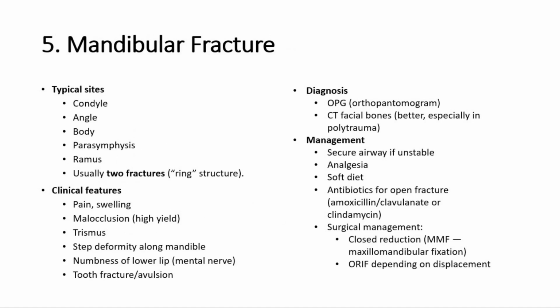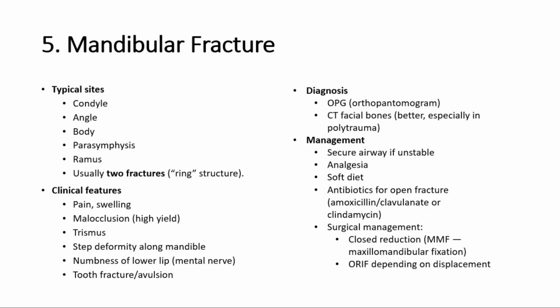Fifth, mandibular fracture. The mandible is a ring, so fractures usually occur in 2 places. Common sites are condyle, angle, body, and parasymphysis. Features are malocclusion, trismus, pain and swelling, step deformity, lower lip numbness, tooth fractures or avulsions. Management includes analgesia, soft diet, antibiotics for open fractures, and maxillofacial referral for fixation.